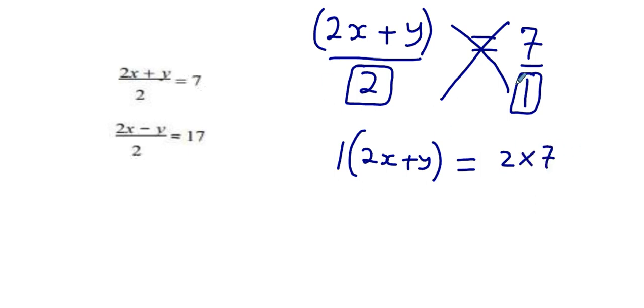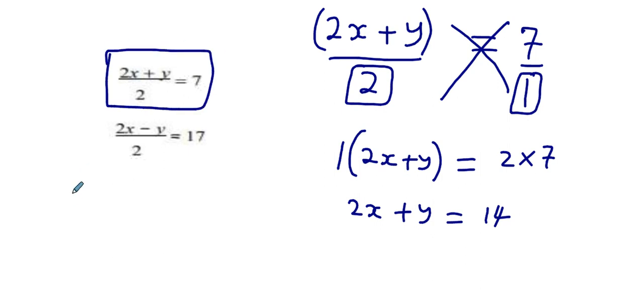This is how we remove the fractions. So 1 times 2x is 2x, 1 times y is y, and 2 times 7 is 14. So this equation here is the same as 2x plus y equals 14. So we are out of fractions. Okay, so we can pause the video and take note of that.